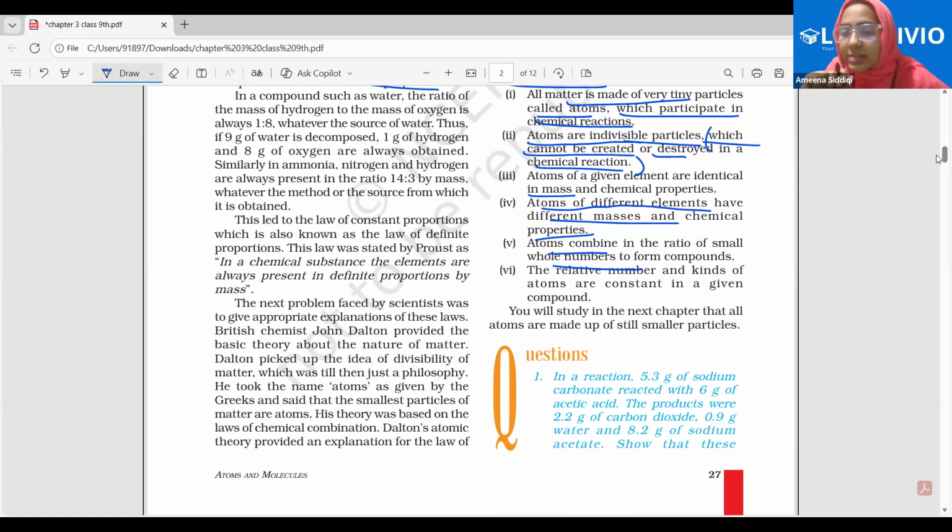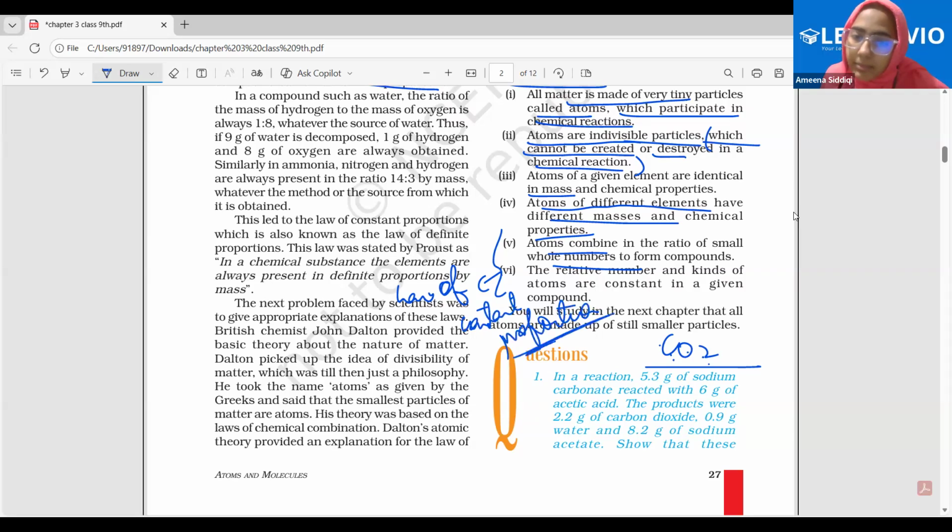The relative number and kinds of atoms are constant in a given compound. What are we saying basically? Let's suppose for carbon dioxide, number and type of atoms. What are the types of atoms here? Carbon and oxygen. What is the number of carbon atoms? 1. What is the number of oxygen atoms? 2. Okay. They are constant, they are fixed, they are definite for a given compound. That is the same thing. So therefore, basically these two points are telling you about the law of constant proportion. That's it.